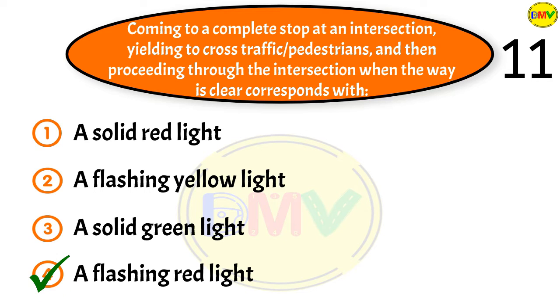The correct answer is 4. A flashing red traffic light means the same thing as a stop sign. You must come to a complete stop, yield to cross traffic and pedestrians, and then proceed when the way is clear.